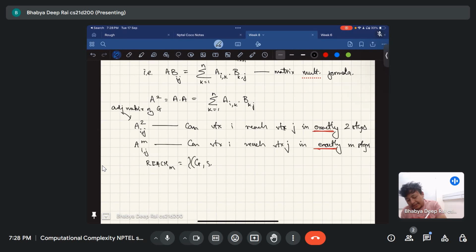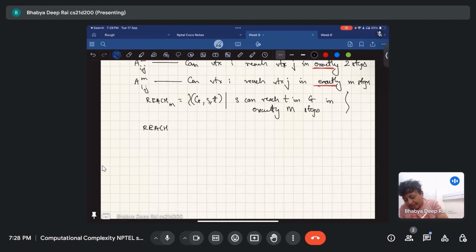All the pairs (G, S, T) such that S can reach T in graph G in M steps, exactly. But actual reachability does not look like this, right? The original reachability does not care about what M is, does not care how many steps. It is just: in G, S can reach T.